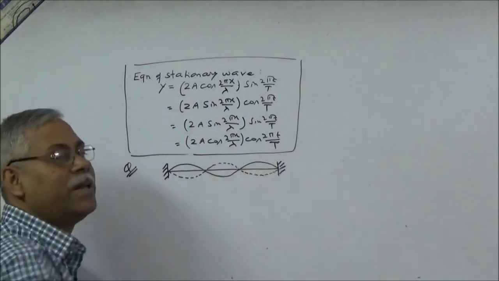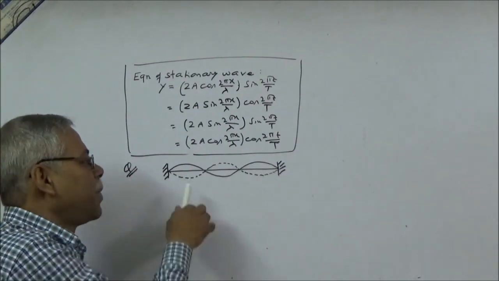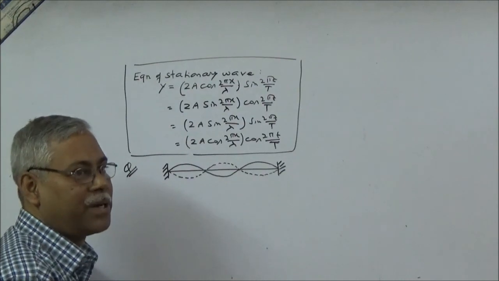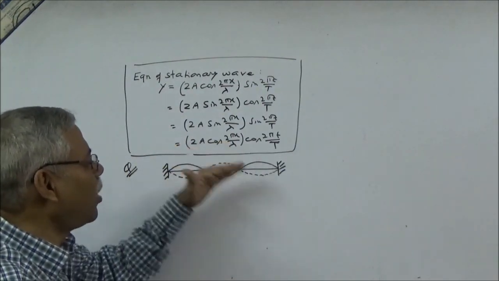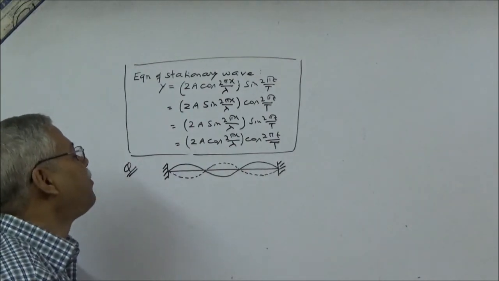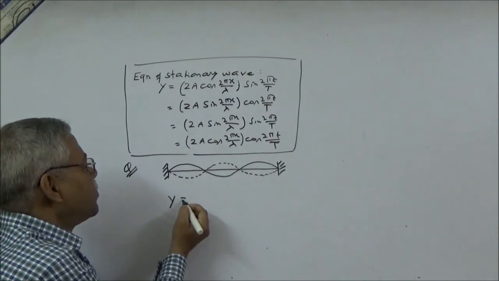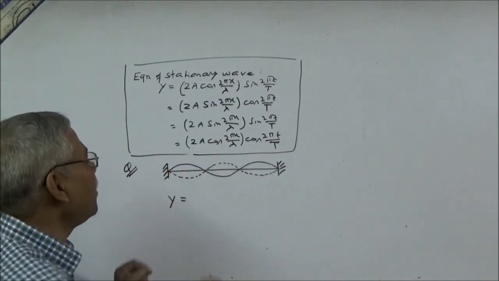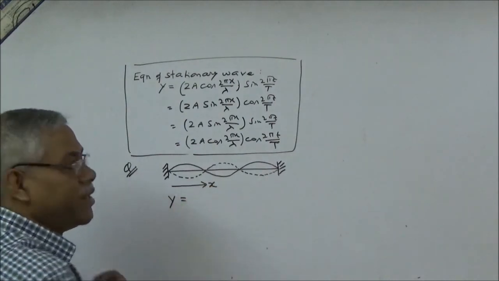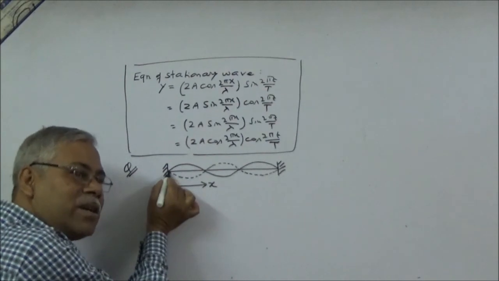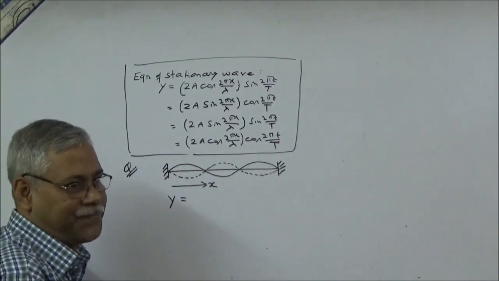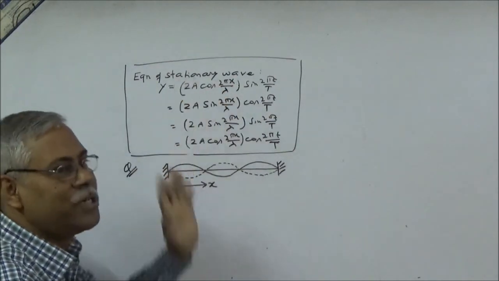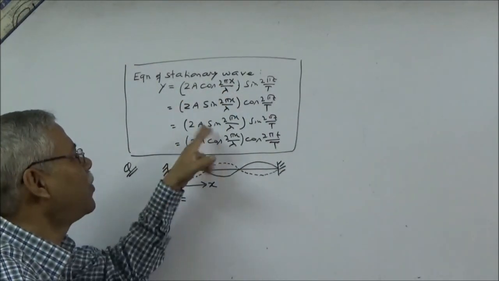What does this dotted line mean? The dotted line indicates the wave after T by 2, half the time period. Because after half the time period, this will come down, this will go up, and this will come down. Then what will be the equation of this? Which one will you select? Cos? Now, we are measuring x in this direction, so this is x equal to 0. At x equal to 0, what is the amplitude? 0. So will you go for cos? For cos at x equal to 0, cos 0 is 1. So we will not go for cos. We will go for sin.